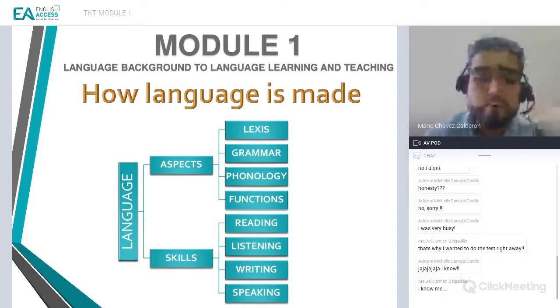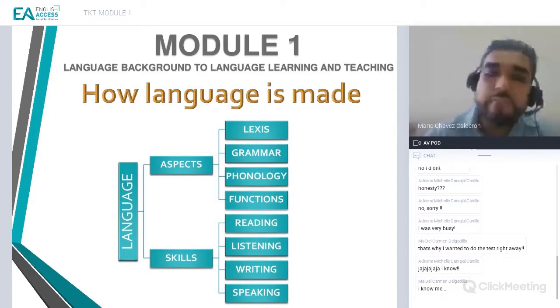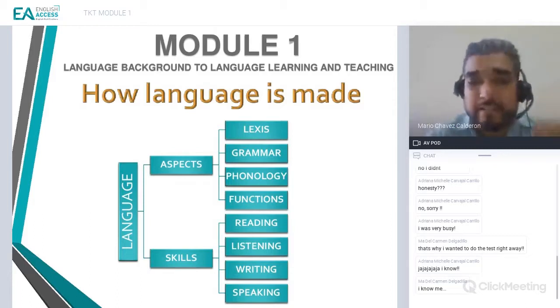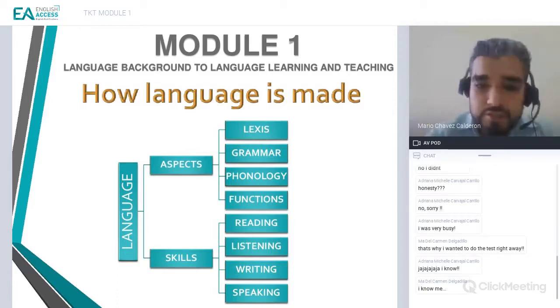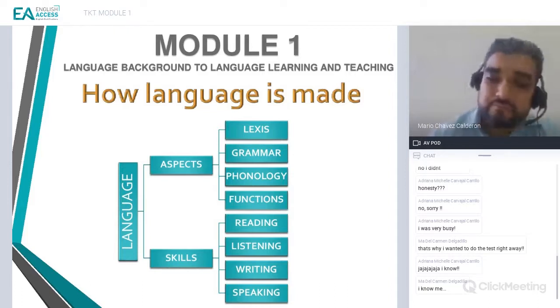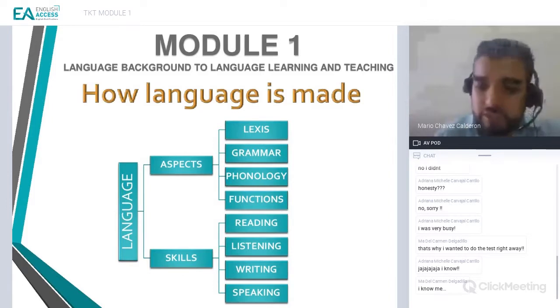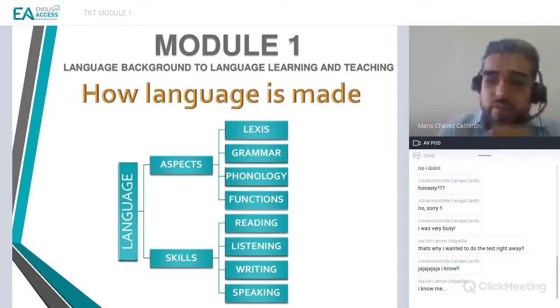Okay, so first of all, the aspects of language. We have 4 aspects in the language: lexis, grammar, phonology, and functions. And we have 4 skills: reading, listening, writing, and speaking, right? Now, lexis talks about the vocabulary. It talks about the words and how the words interact with each other, and also how they interact with other parts of the speech. Also, the definitions and the connotations of every single word.